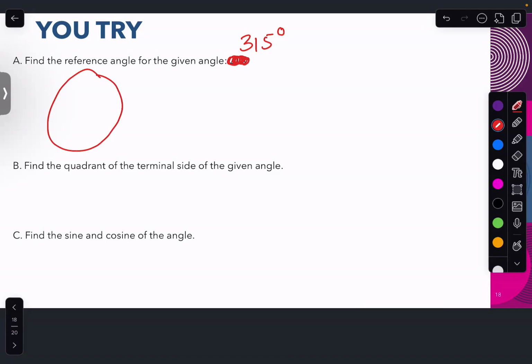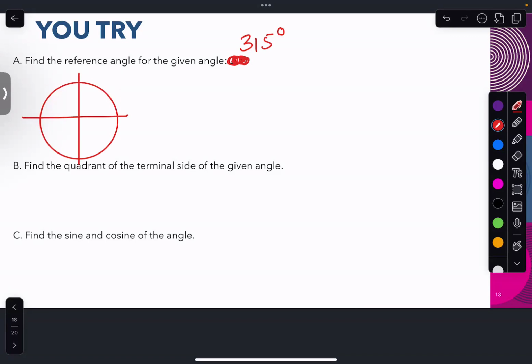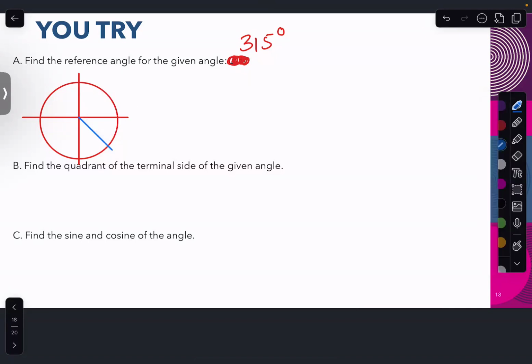So maybe you started with drawing yourself a circle and figuring out where that angle is. If I try to figure it out, I notice that 315 degrees will end up somewhere between 270 and 360. So it's kind of in this area again. And if you wanted to estimate where it is, it's kind of right in the middle, right? It is 45 degrees away from each side there. So 360, and it's 45 degrees away from 270. So here's 315.